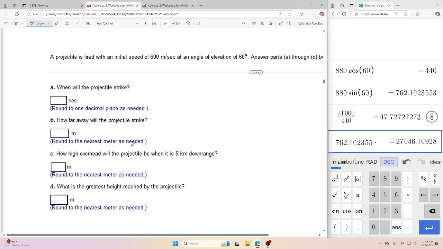This one is easy because we have formulas. Now, if we had no formulas and I had to create them, of course, that would take a lot longer. But here it's not too bad. So projectiles fire from an initial speed of this, angle of that, go. So when will it strike? Again, I'm going to redraw it. It's doing this, right? So they're saying t equals what down here. It's also saying how far away. So they're also going to ask basically x equals what.